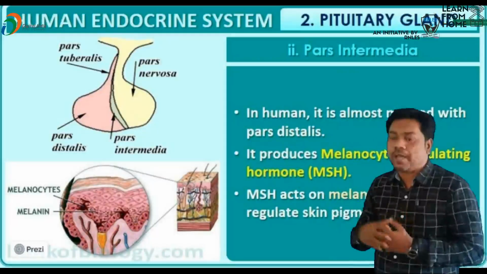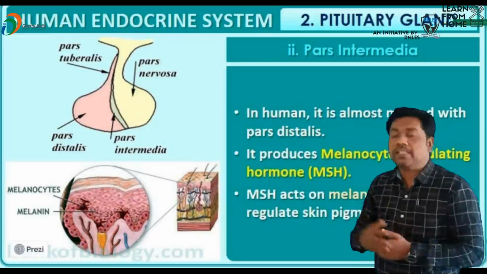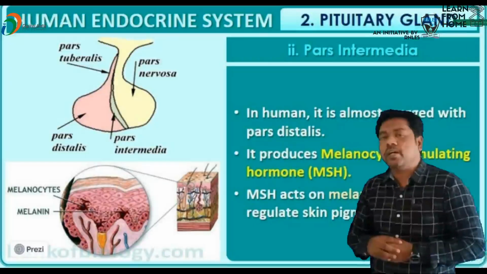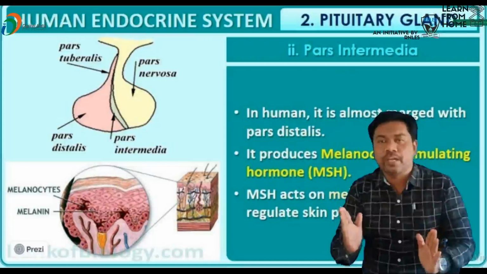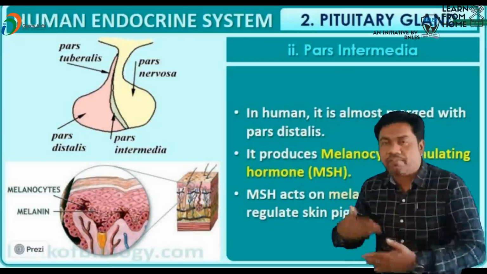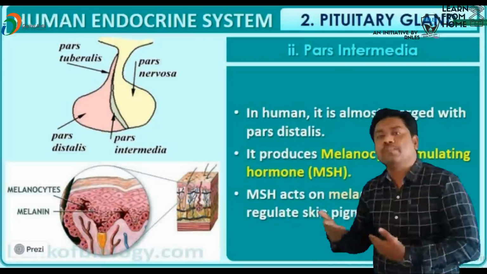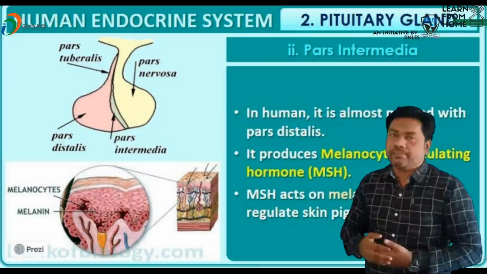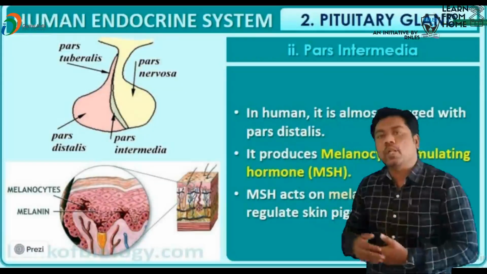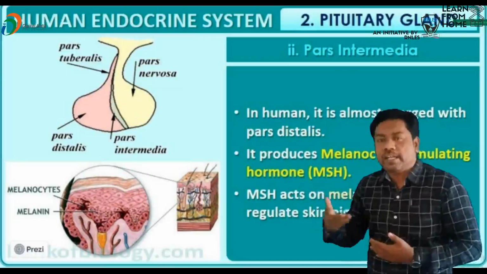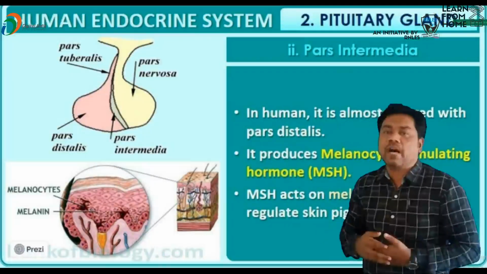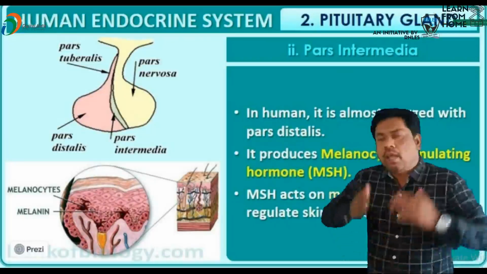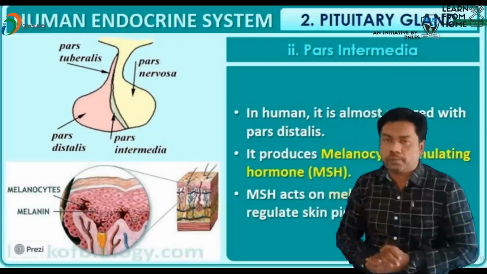Our skin contains melanocytes to regulate skin pigmentation in the lower vertebrates. So what is the role of MSH, melanocyte stimulating hormone? It regulates the function of melanocytes present in the skin. Especially in the lower vertebrates, body color, meaning skin color, is regulated with the help of a hormone. That hormone is known as melanocyte stimulating hormone.